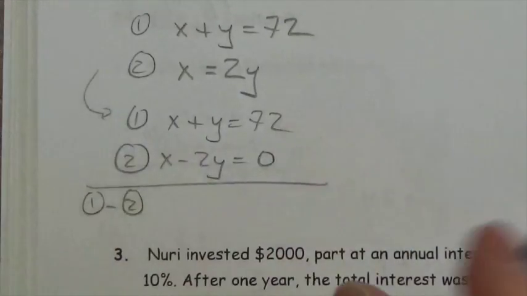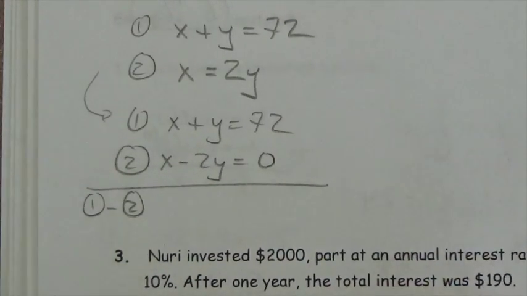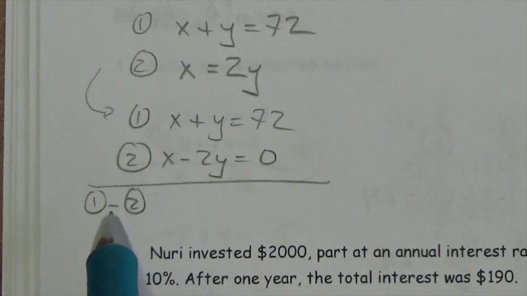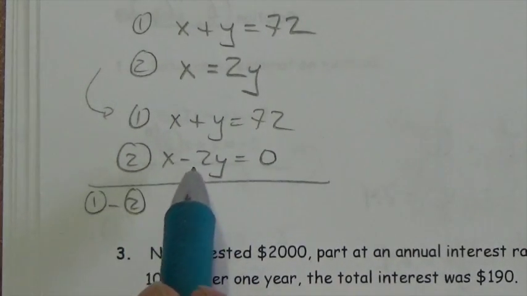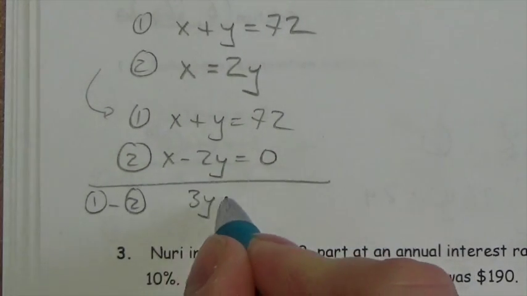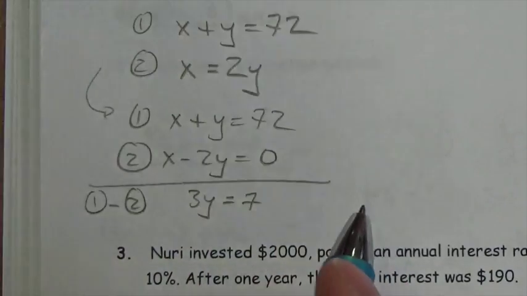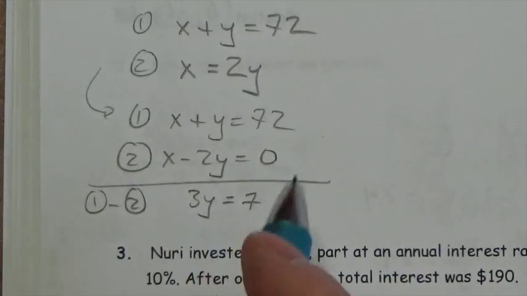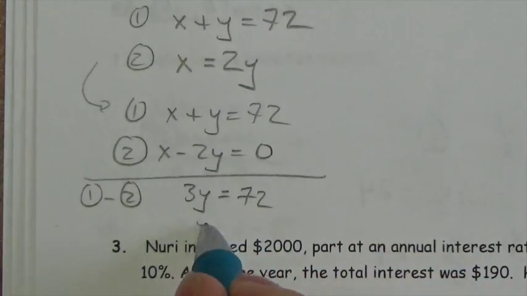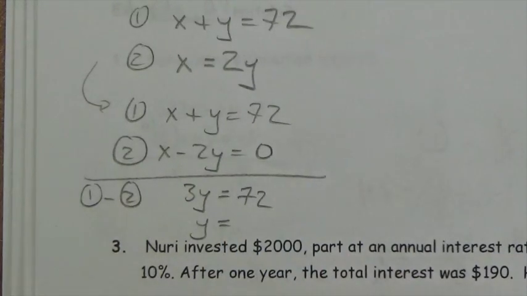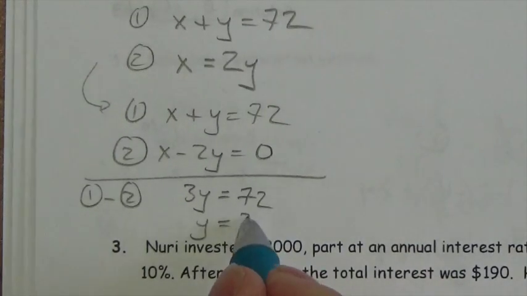So x minus x disappears. Now be really careful here. Y minus negative 2y is going to be 3y. 72 minus 0 is what I should have said. 72 minus 0, equation 2, is 72. And so now we know that y is equal to, well, if you divide 72 by 3, that should come to me right off the top, 24.